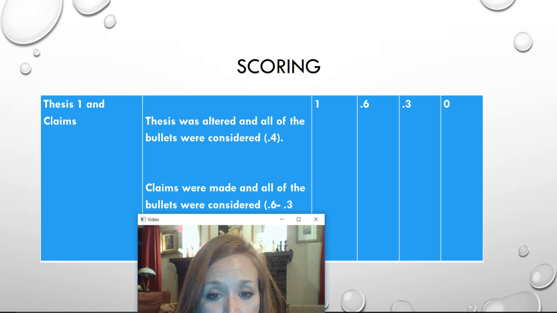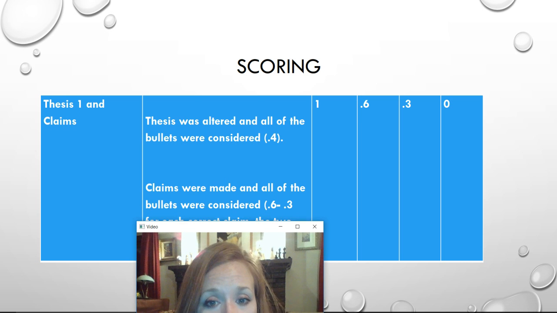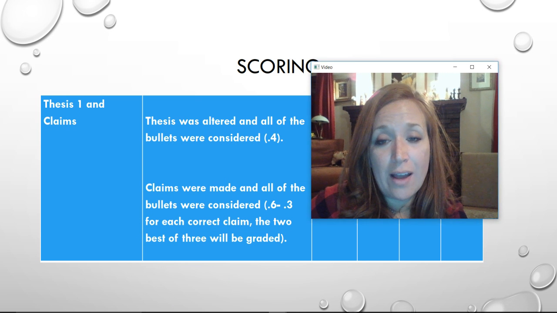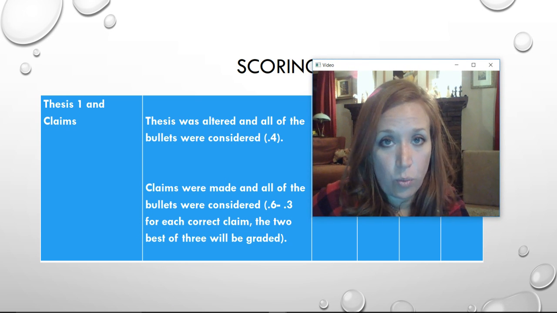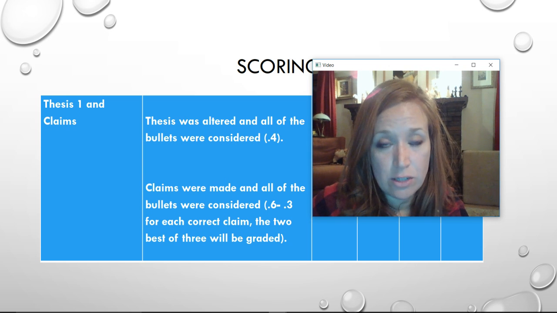So if you do a claim right, you get all 0.3. If you do something wrong in the claim, you don't get anything for that. And then if you do your second claim right, you also get 0.3 points. So every single question is worth 1 point. And you get 10 total questions.